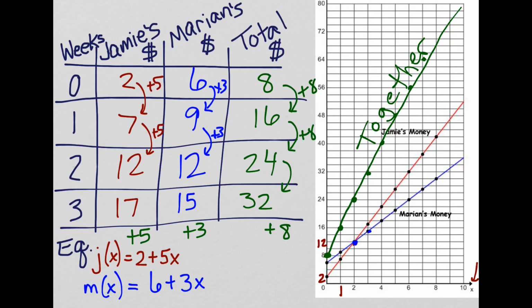Now let's write an equation for the total amount of money. Hey, could I do T of X? Is that okay with you? The total amount of money after so many weeks is going to be, in the beginning they had $8 and they were adding $8 every week. So that's my equation. Okay, so far we have done on your classwork all of number 1, A, B, C, D, and E.